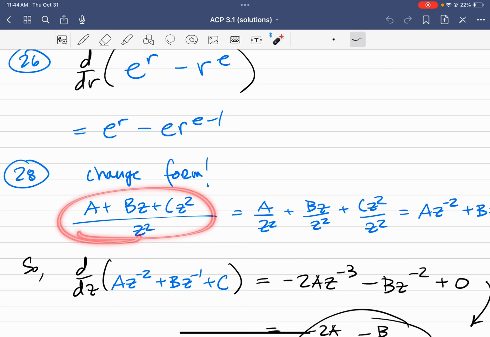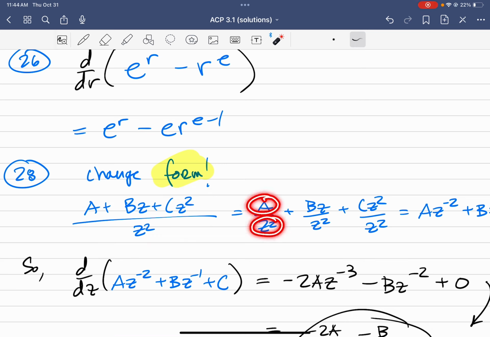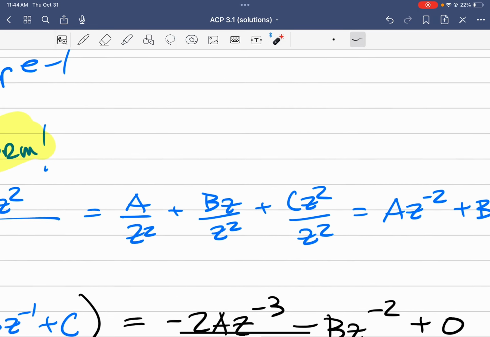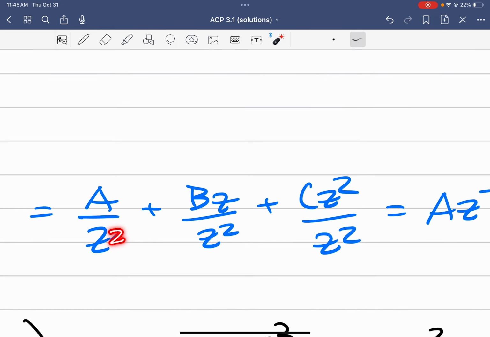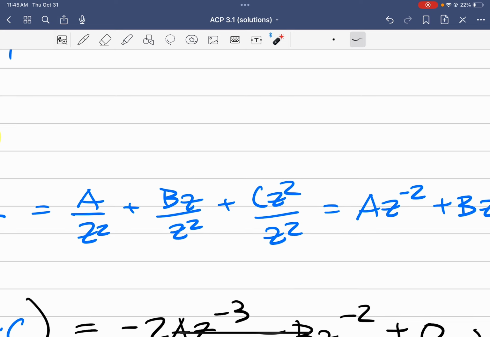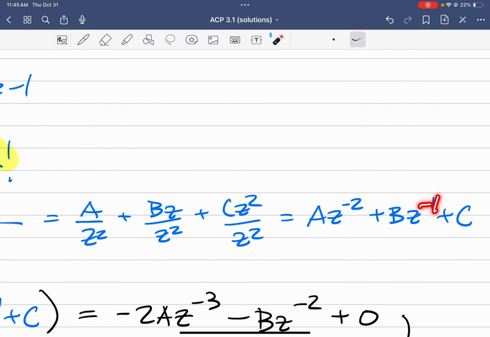28, if we have this, again, hopefully you've seen this theme. We're changing the form. So if I have a big fraction, I can break it up into 1 divided by the denominator, the next piece divided by the denominator, and that last term divided by the denominator. But then this z to the negative second can be brought up here. Z to the second becomes z to the negative second. But then z to the 1 divided by z squared is just z to the negative 1. And then these cancel out and just give me c.